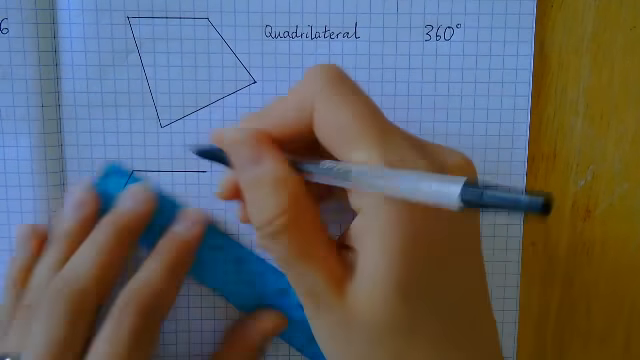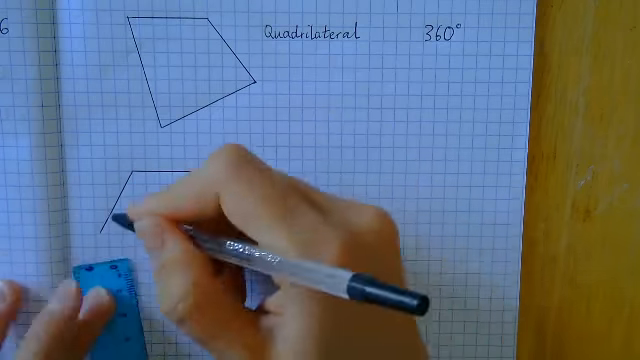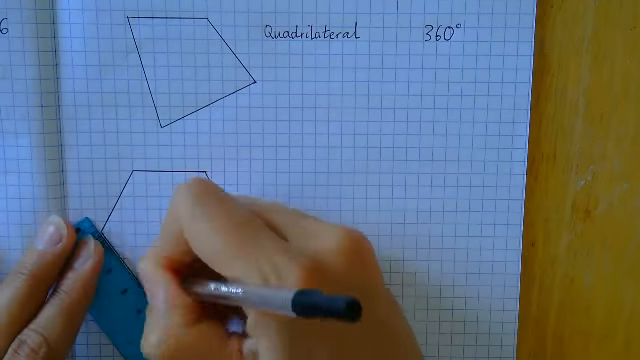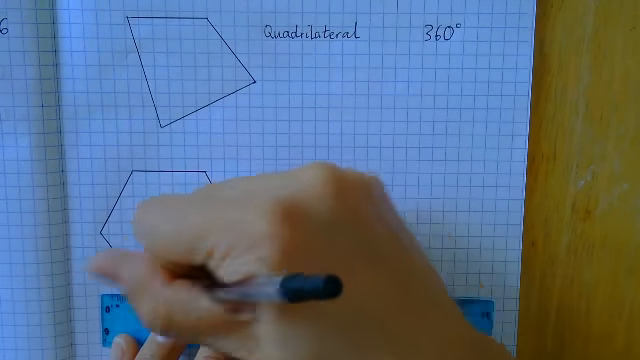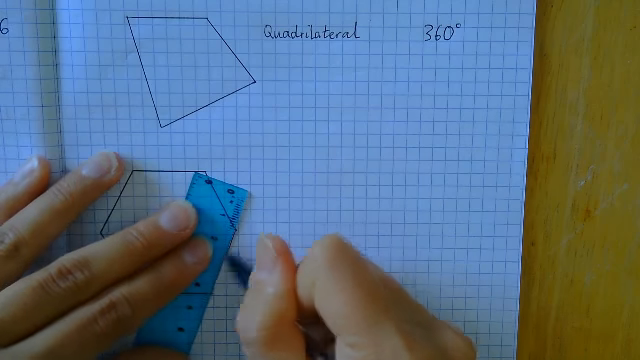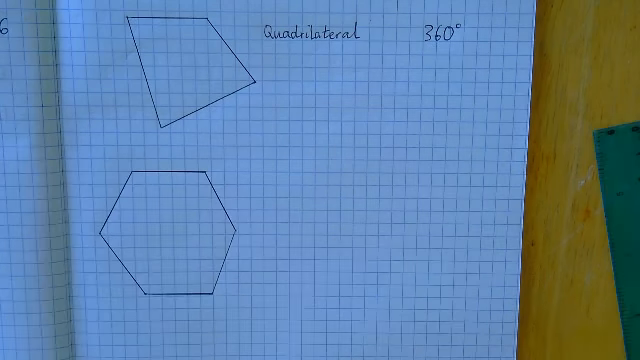So, let's draw ourselves, let's go for, how many sides? Let's go for a hexagon. So draw me a hexagon. Now it doesn't have to be regular, so it could be irregular. So just try and get me a shape with 6 sides. Mine's a little bit lopsided, but that'll do.